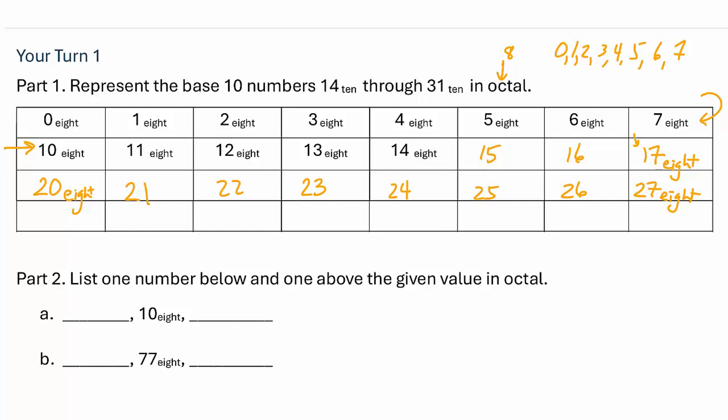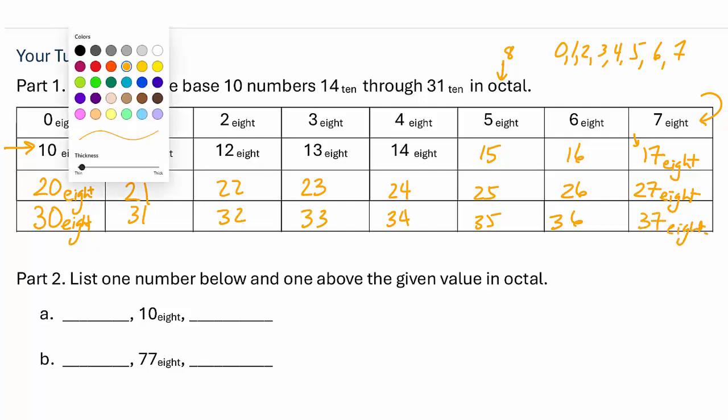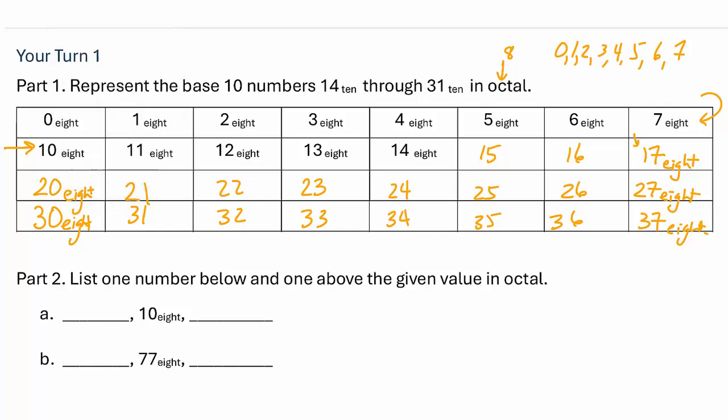We get up to 7. There is no 2, 8, so we increase the 2 to a 3. So we have 3, 0, 3, 1, 3, 2, 3, 3, 3, 4, 3, 5, 3, 6, and 3, 7 in base 8. Now, again, that is not the number 37.